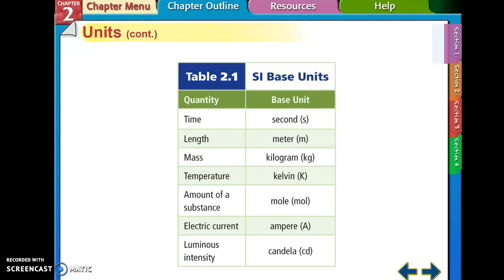In America, we use Fahrenheit. In Europe and most of the world, they use Celsius. But scientifically, Kelvin is a more perfect scale, and we'll talk about that later in Chapter 13. For amount of a substance, we'll talk about moles in Chapter 10. Then amperes for electric current, and luminous intensity is measured in candelas. You'll talk about those in physics. So, mainly you are going to be responsible for these first four: seconds, meters, kilograms, and Kelvin.